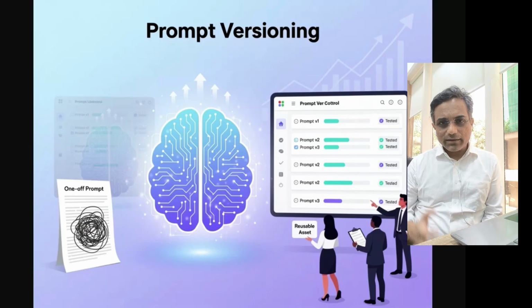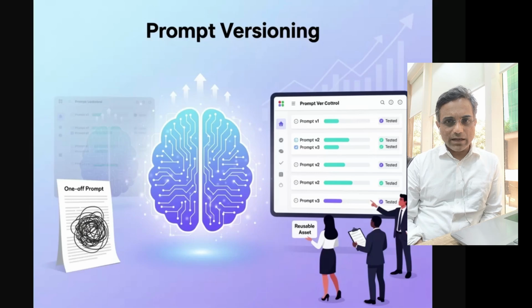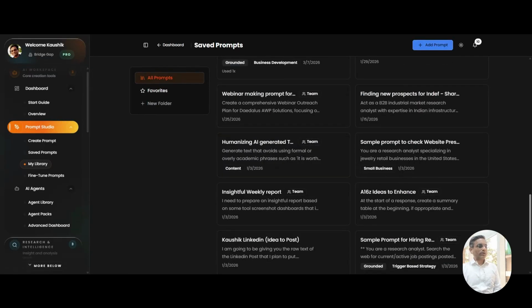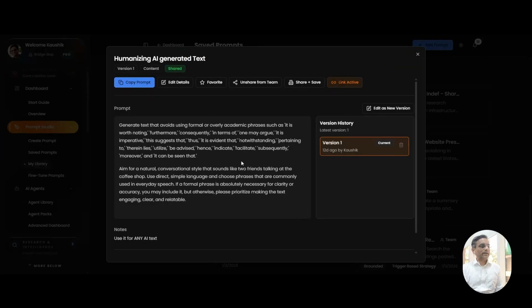So let's have a look. I wanted to take some examples and explain how this is really beneficial. I wanted to take two examples here. This is the humanizing AI prompt. Any content which is generated, you can run this prompt so that it becomes more plain English, which is one of the most common things you hear about AI content, that it is just too high-handed. So this is a prompt for that.